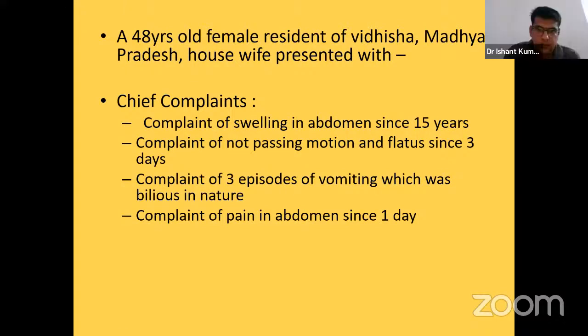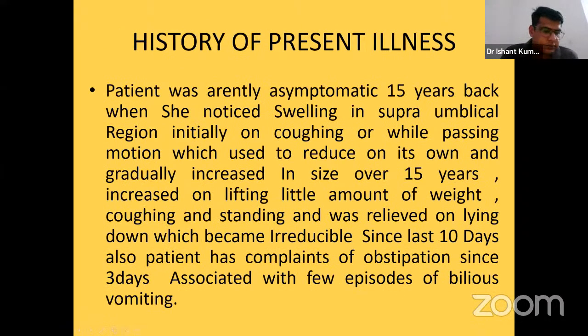The history of presenting illness was that the patient had been asymptomatic until 15 years ago. Initially, she noticed a swelling in the supraumbilical region. Initially, on coughing or while passing motion, it would increase and would gradually decrease on its own. Over 15 years, it progressively increased in size. She could feel it while lifting weights, on coughing and on standing. While she was lying down, the swelling would reduce.